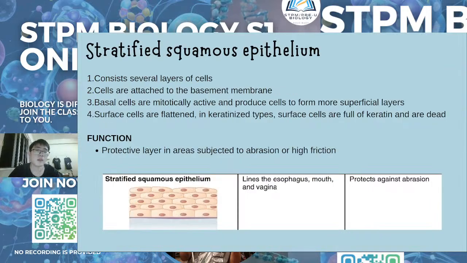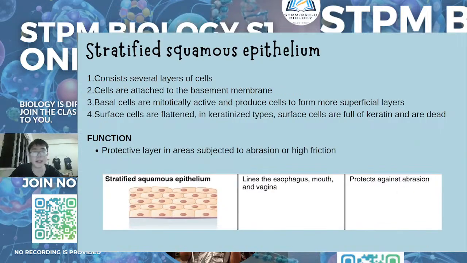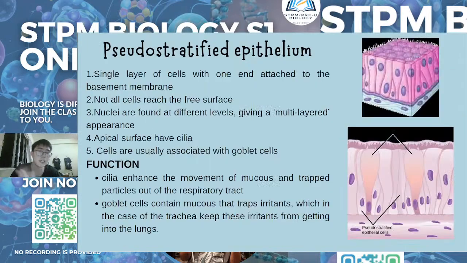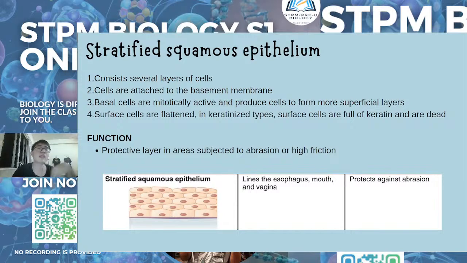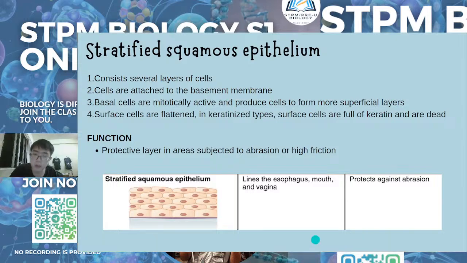Okay, next is about stratified squamous. So now we will proceed to the multi-layer part. Just now, before this, all of these only had a single layer. We only talked about single layer. Now we will proceed to multiple layers. Stratified. So if you see the term stratified, it means it is already in multiple layers.